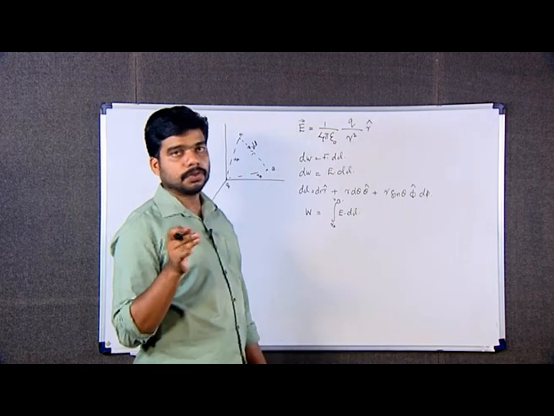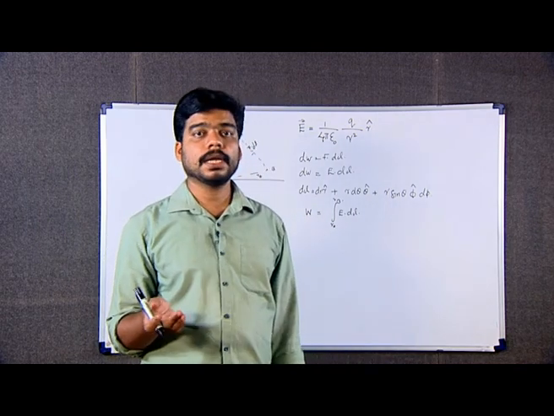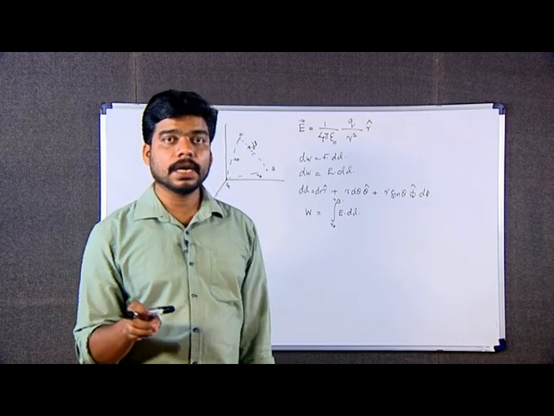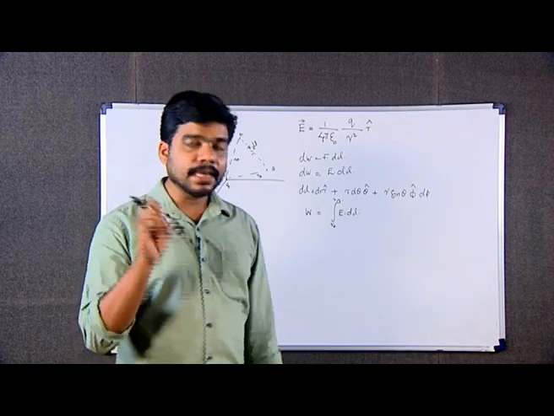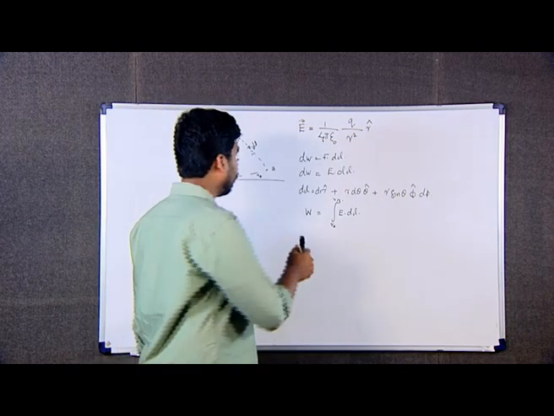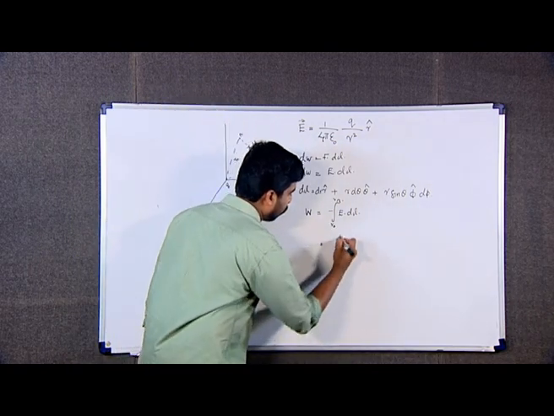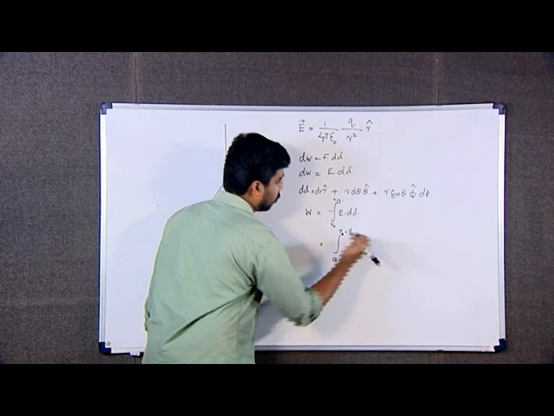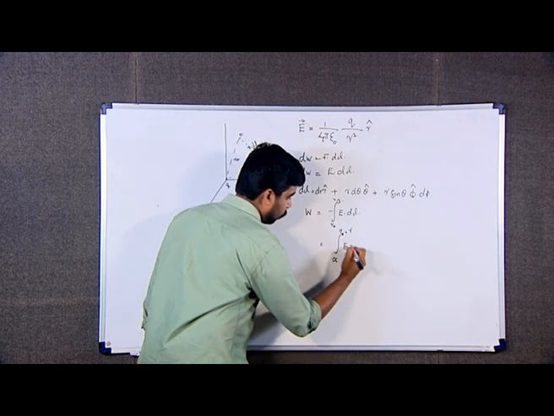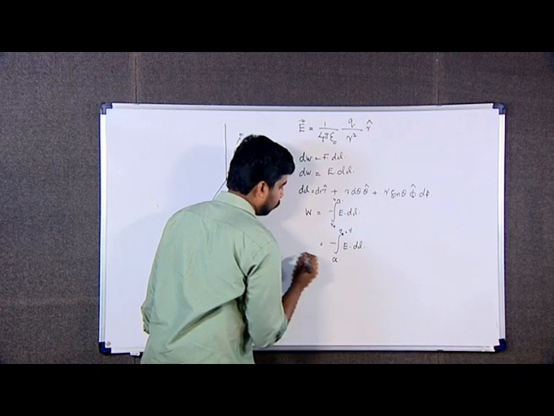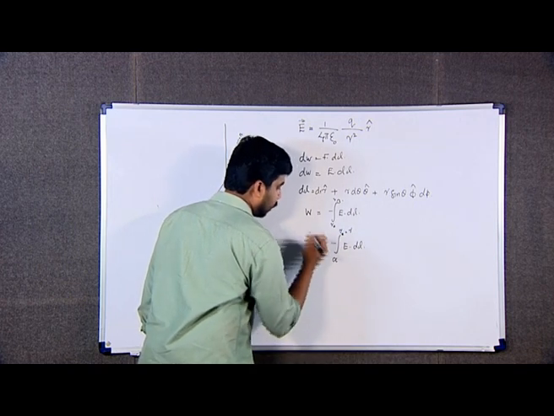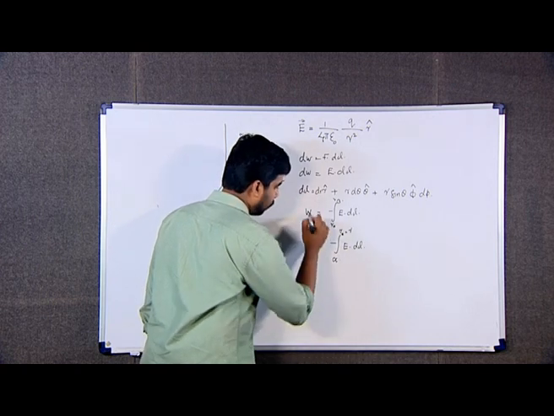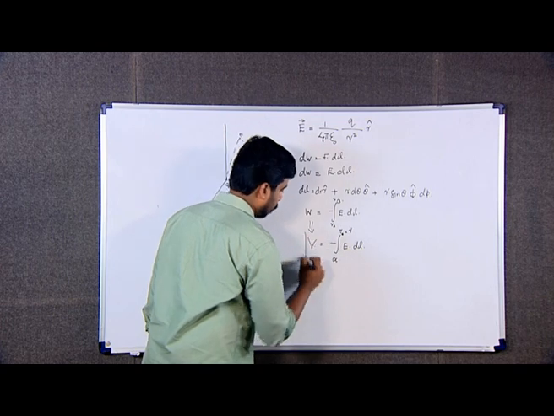Now, initially I told you that the reference point we will take as infinity, and the work done is against the field. So, I should put a negative sign. So, this initial point is at infinity and the final point is Rb, which I call r, and it is equal to minus integral E dot dl, and this negative sign shows that we are doing this work against the field. And I call this work done the electric potential V.